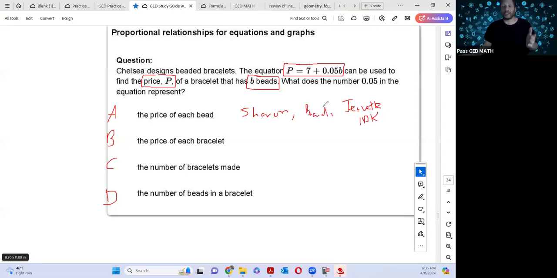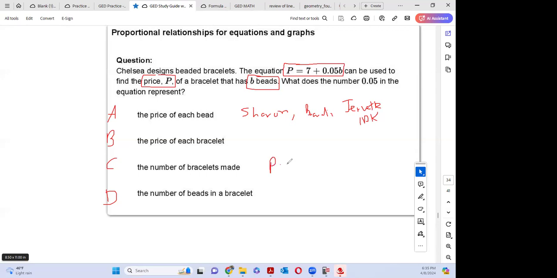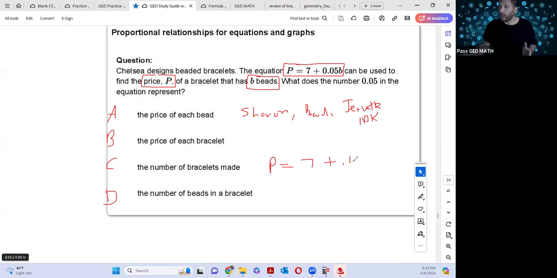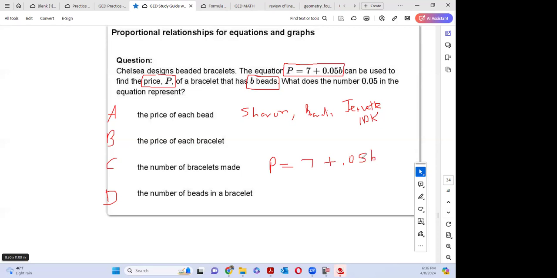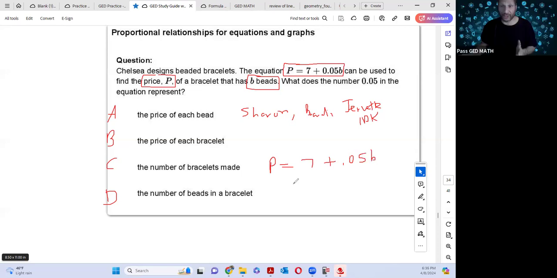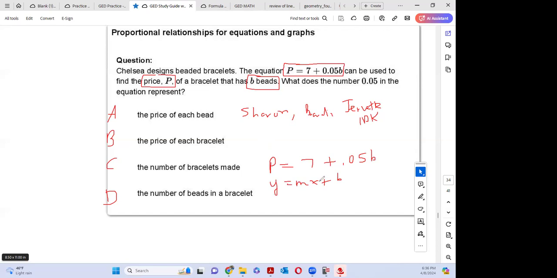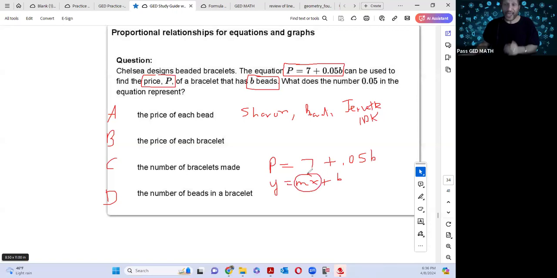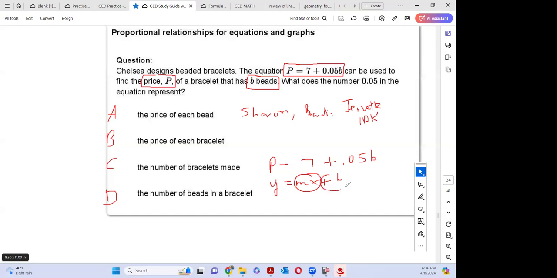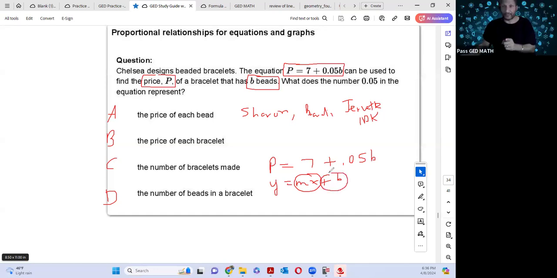So now let's look at it. Again, start with what you know. They gave me a linear equation, right? P equals 7 plus 0.05B. This is a linear equation. This is in the form y equals mx plus b. No, it's not, Mr. Tinsley. I don't see no x and y. I see b and p's. You're 100% right. But what you should know is that this term here has just slope and an unknown. This term here is a constant.